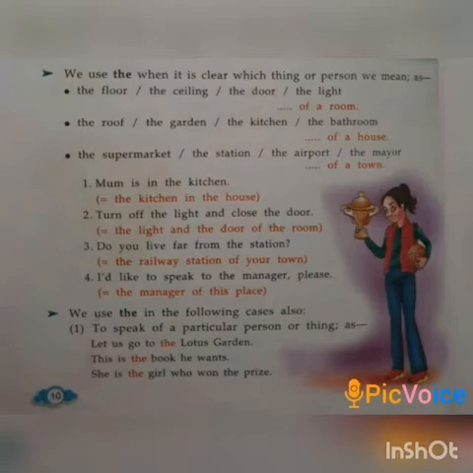And next, they have given: We use THE when it is clear which things or person we mean. So where do we use it? The floor, the ceiling, the door, the light of a room, the roof, the garden, the kitchen, the bathroom of a house, the supermarket, the station, the airport, the mayor. See the examples they have given. Mum is in the kitchen in the house. Turn off the light and close the door. The light and the door of the room.